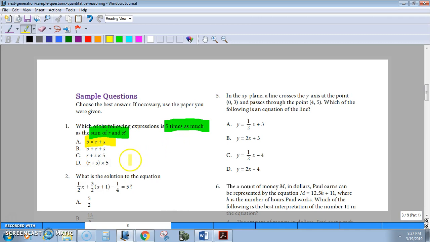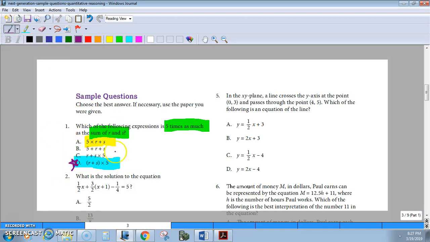So we have to look for in which of these questions are we going to add r plus s first and then multiply that by 5. And the only place that that happens is in this last one, D. So the answer is actually D, right? R plus s, and then that's the sum, and then we multiply that sum times 5. So I think that's what this question is getting at.